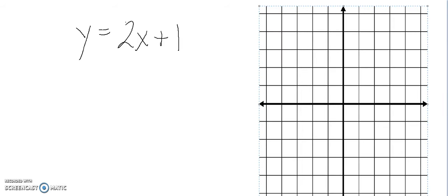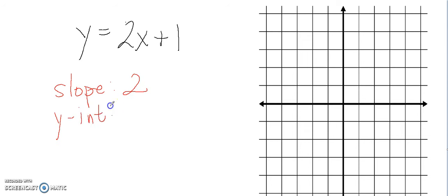So what we have here is an equation written in slope-intercept form and a coordinate graph. Looking at the equation, we can quickly discover the slope and the y-intercept. So our slope is going to be 2, and our y-intercept is going to be 1. Now, slopes are generally best used for graphing when they're in fraction form. So I'm going to convert this to 2 over 1 so that it's a fraction.